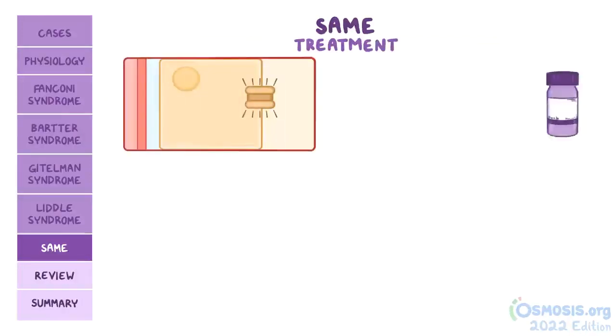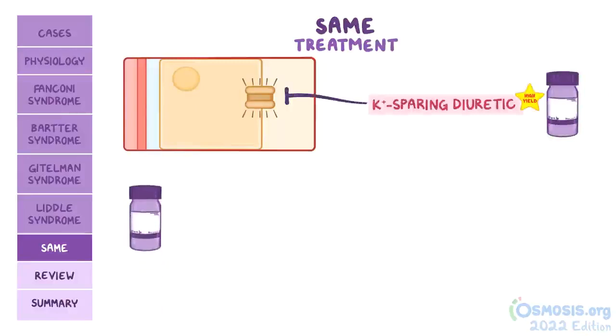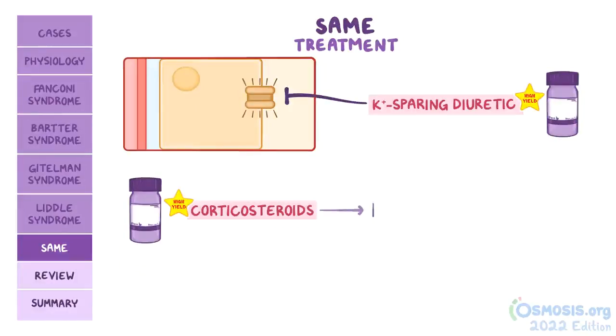The treatment of SAME relies on giving potassium-sparing diuretics in order to lower the mineralocorticoid effects, like hypokalemia. Another option is giving corticosteroids, because exogenous corticosteroids lower the endogenous production of cortisol, meaning that not so much cortisol will bind to the mineralocorticoid receptor.